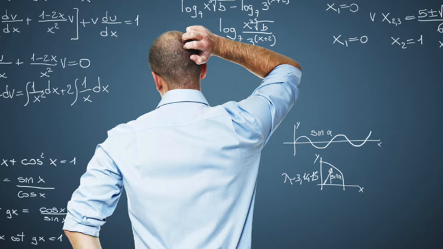Okay, so if I take one point, any one of these points, how many lines can I draw through that point? Okay, so I can draw a line that looks like this, I can draw a line that looks like that, and that, and that, and that. So there's an infinite number of lines that I can draw through a single point.